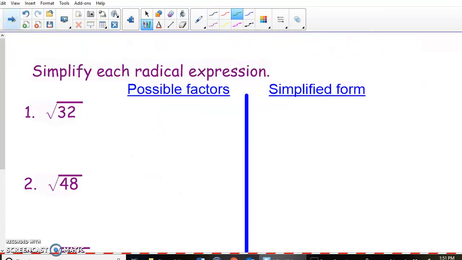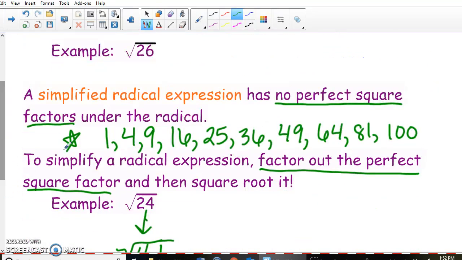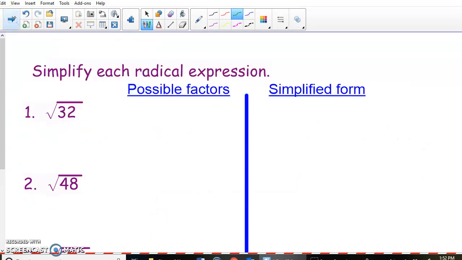Okay? So let's try a couple more of these. So when I do this, I want to think, okay, which of my perfect square factors, remember this list we made here, are factors of the number I'm dealing with? So factors of 32, I should hopefully know that I could rewrite 32 as 4 times 8. Okay. Now, I know, though, that 8 has another 4 in it, right? Because 4 times 2 is 8. So, that kind of changes my mind. I want to go with something bigger.